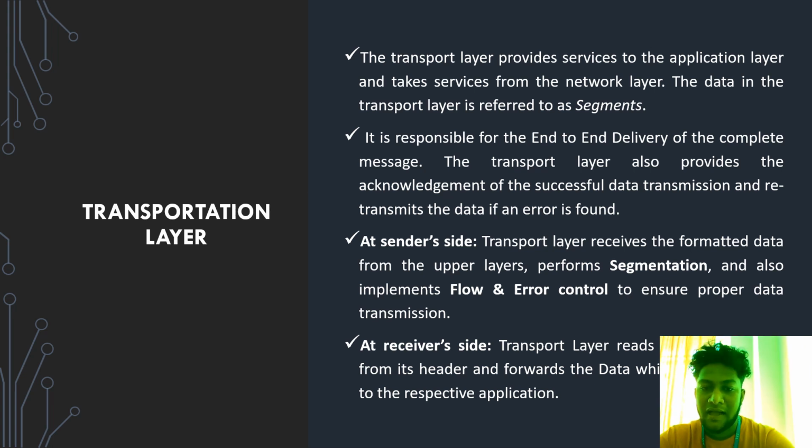At the sender side, the transport layer receives the formatted data from the upper layer, performs segmentation, and also implements flow and error control to ensure proper data transmission. At the receiver side, the transport layer reads the port number and forwards the data to the respective application.